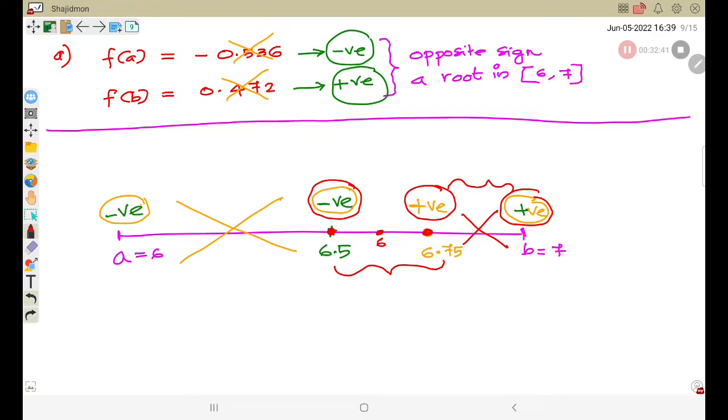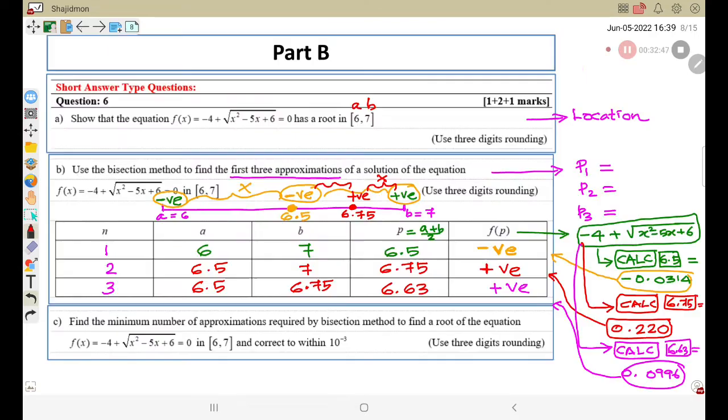6.63. I hope you understood how we calculated these three approximations. This is the P3 approximation, okay? So I can write here P1 equal to 6.5 and P2 equal to 6.75 and P3 equal to 6.63, okay? Hope you understood that one.